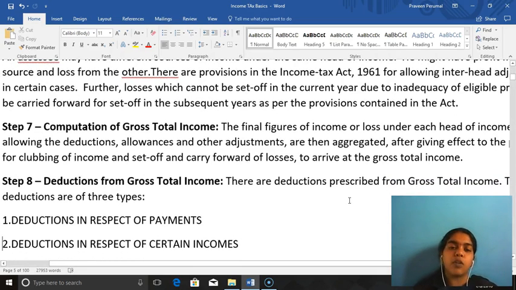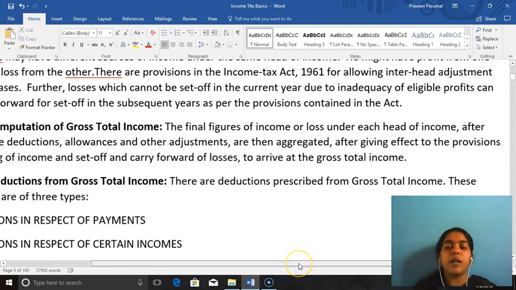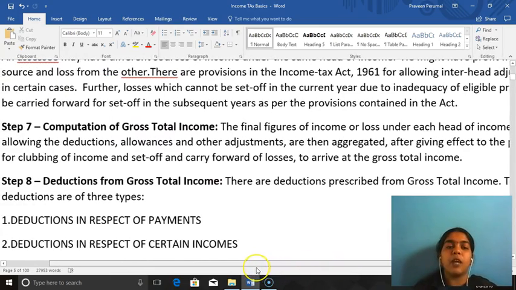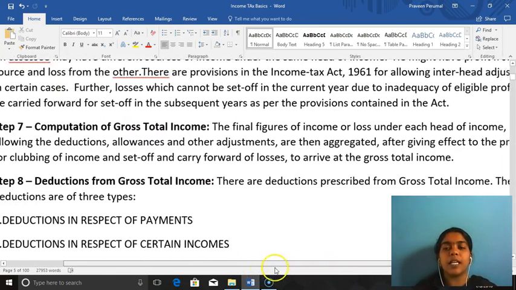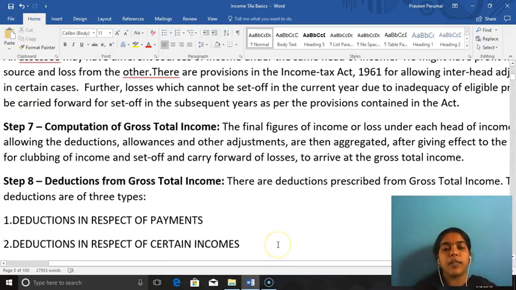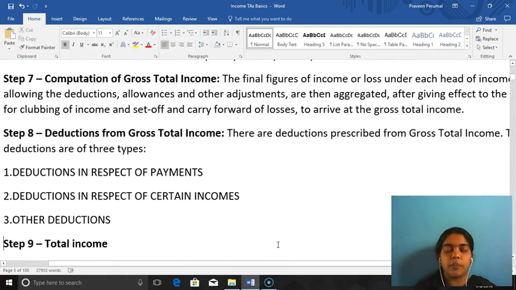Next, computation of gross total income. The next step is called computation of gross total income, computation of GTI. What is that? Final figures of income or loss under each head of income, after allowing the deductions, allowances and adjustments, are then aggregated after giving effect to the provisions for clubbing of income, set off and carry forward of losses to arrive at the gross total income. So we have seen deductions, we have seen set off, we have seen various clubbing of income. All these deductions, allowances, everything is adjusted, and finally we are arriving at the step called gross total income.